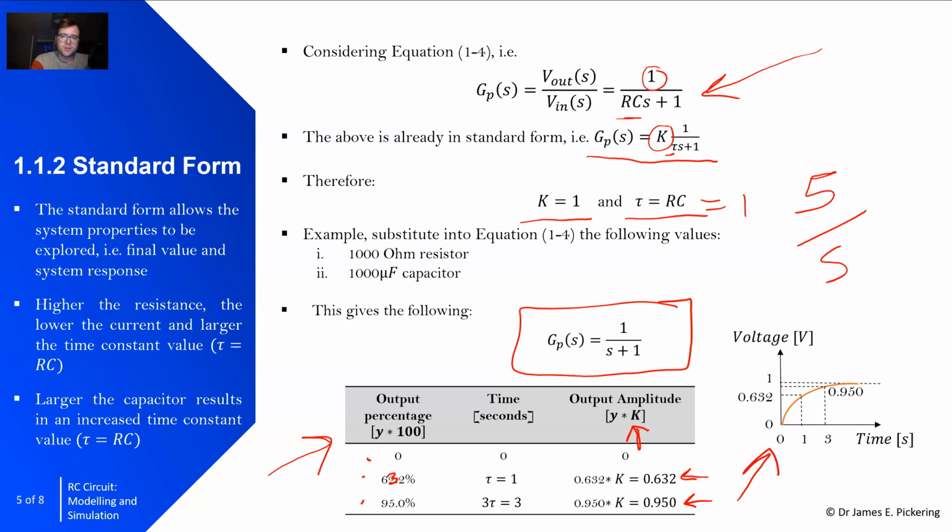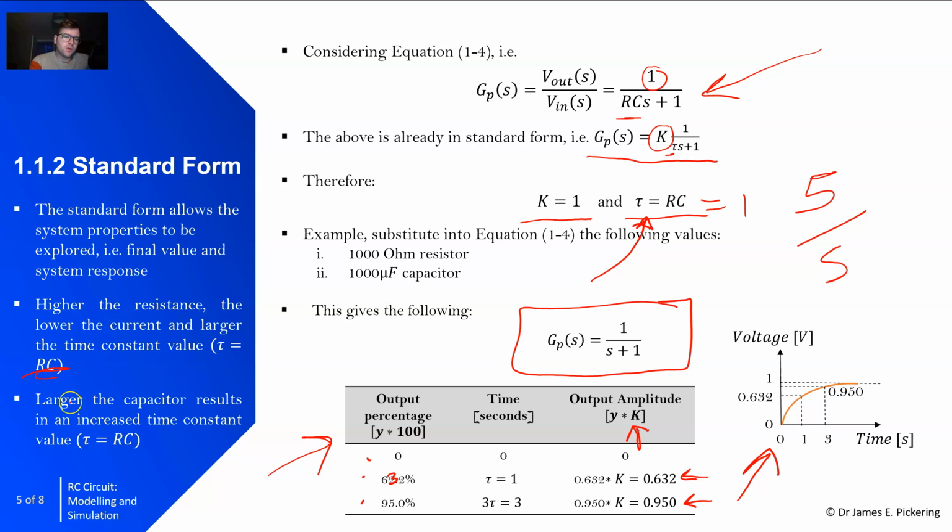So if we go back and look at the system gain, there are some important points here. If we increase the resistance, or have a higher value for the resistance, this lowers the current, and this results in a larger time constant value. Think about it: if you're passing a voltage or current over a resistor and you increase the resistance, it results in a larger time constant value. You can see that by looking at the simple equation for the time constant.